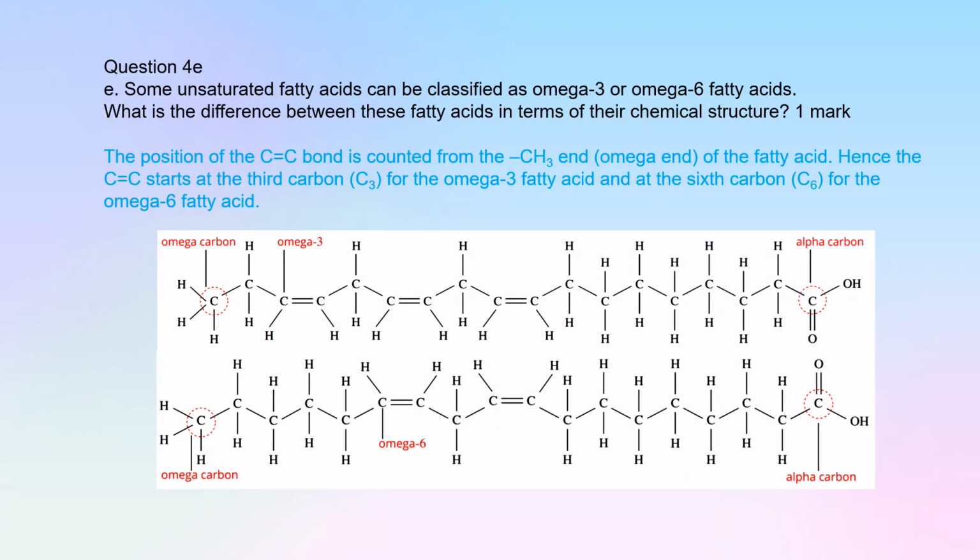The position of the carbon-carbon double bond is counted from the fatty acid's methyl end, the omega end. Hence the carbon-carbon double bond starts at the third carbon for the omega-3 fatty acid and at the sixth carbon for the omega-6 fatty acid.